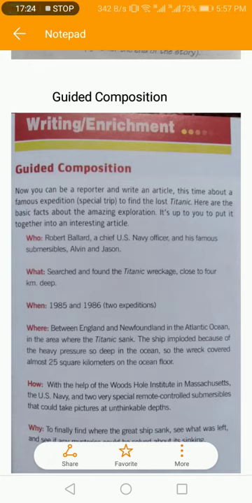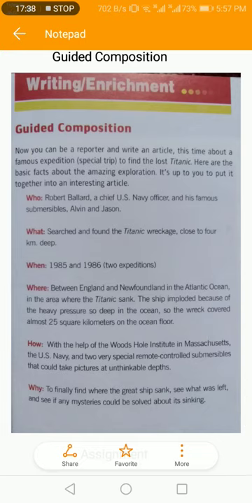So now these facts are for our practice. We have to look at these facts and explore, or create a story about the loss of the Titanic. So who, what, when, where, how, and why. Now who? Robert Ballard, a chief U.S. Navy officer, and his famous submersibles Alvin and Jason. What? Searched and found the Titanic wreckage close to 4 km deep. When? 1985 and 1986, two expeditions.